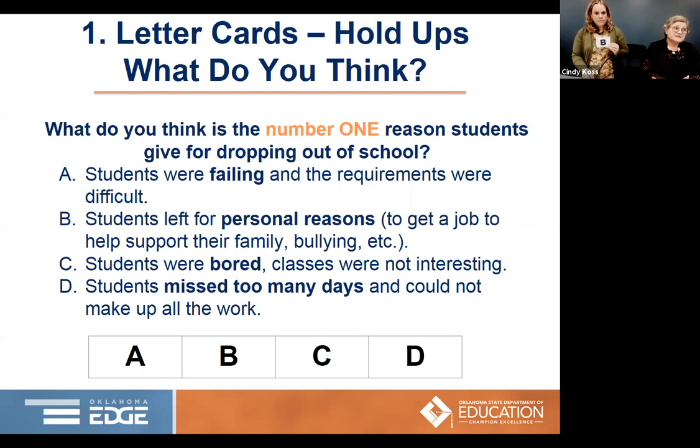B, students left for personal reasons, to go get a job to help support their family, because of bullying, a number of reasons. C, students were bored, classes were not interesting. Or D, students missed too many days and could not make up all the work. So if you're ready, put your response in the chat box.